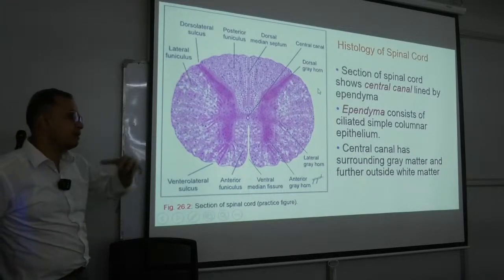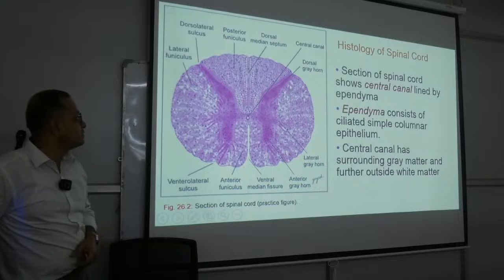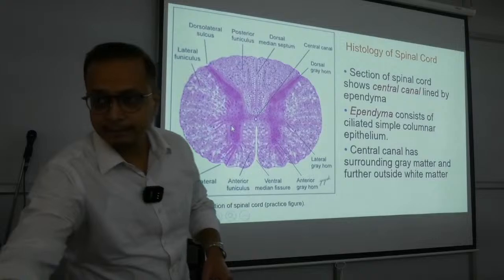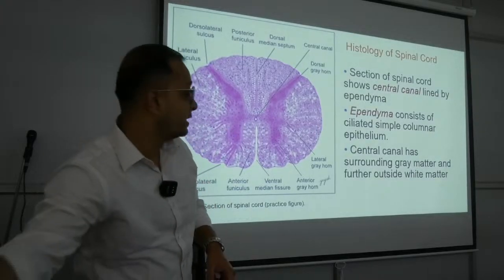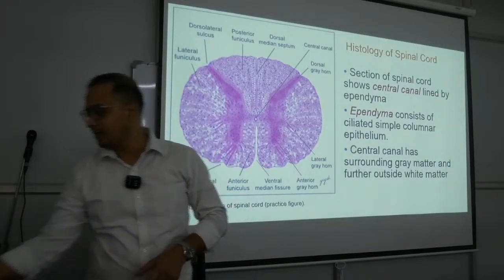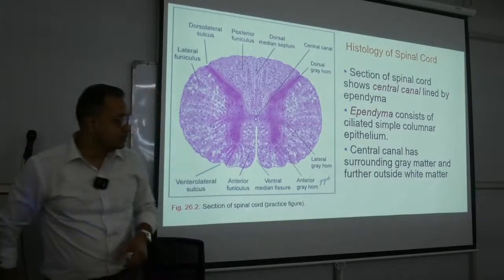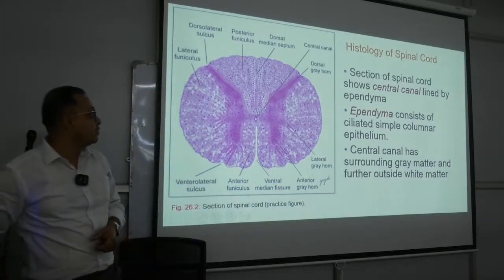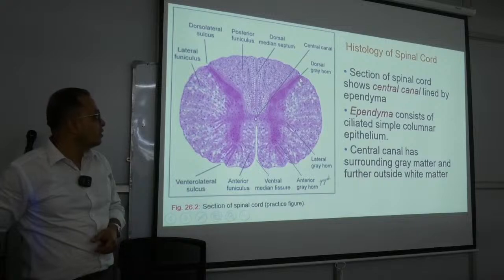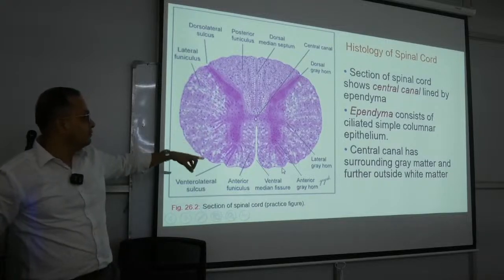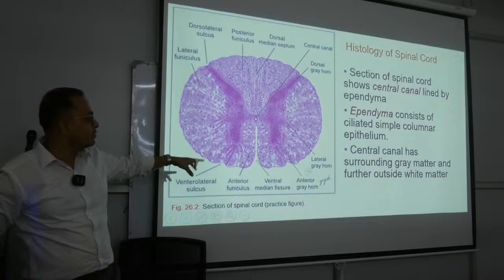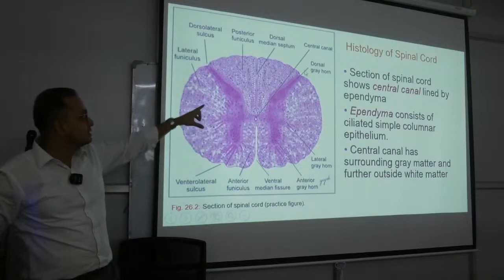Now, we see the pattern of this particular thing, which you were seeing macroscopically when you were looking at it in a less zoomed manner. This gray matter has a disposition like the English letter H, and it has two limbs. One is directed anteriorly, one is directed backwards. These limbs, we call them horns. This is one horn, this is another horn. If this side is the anterior side, we call it the anterior horn. If it is the posterior side, we call it the posterior horn. So, these are the gray matter horns.